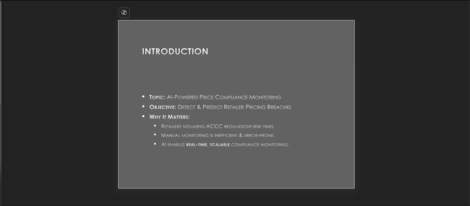I've actually tried to do the project itself. So this is a condensed version of everything that I've learned. So basically the introduction, AI-powered price compliance monitoring, the objective: detect and predict retailer pricing breaches, and why it matters. Retailers violating consumer laws risk fines. Monitoring things currently is manual and inefficient, and this would enable real-time, scalable compliance monitoring. Now this solution could be both for the retailer and for the compliance government entity.